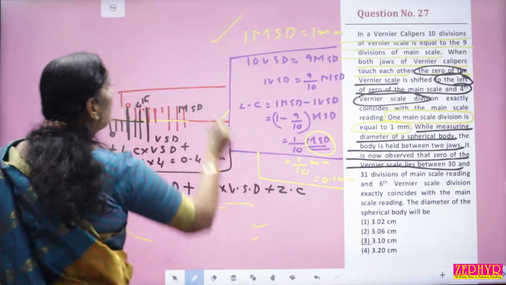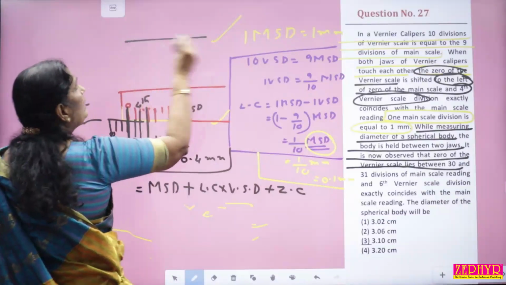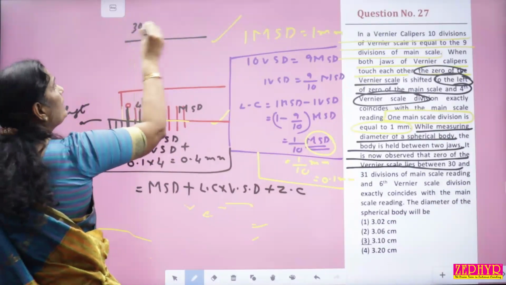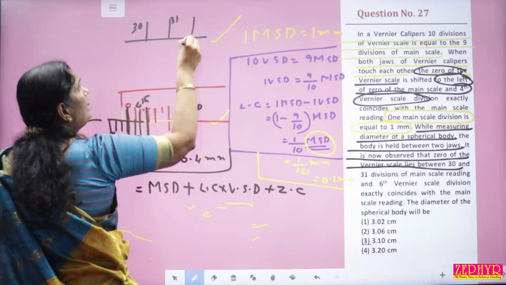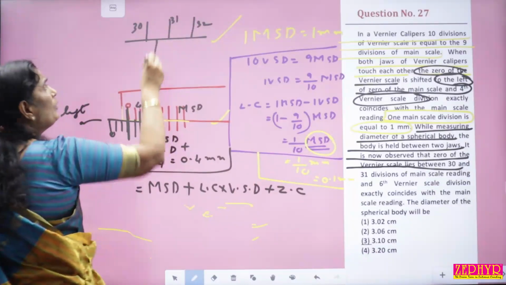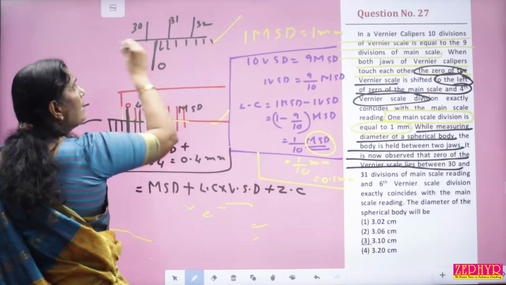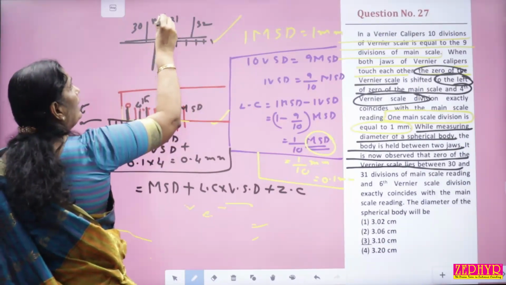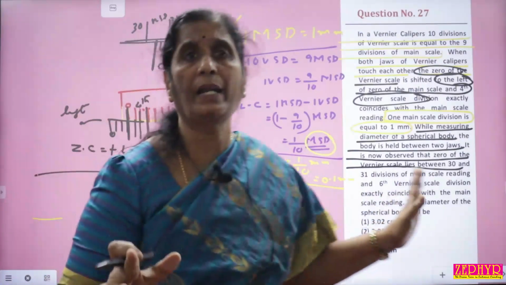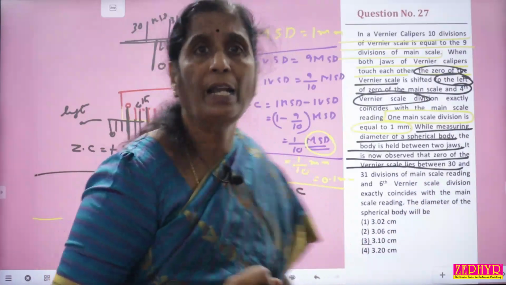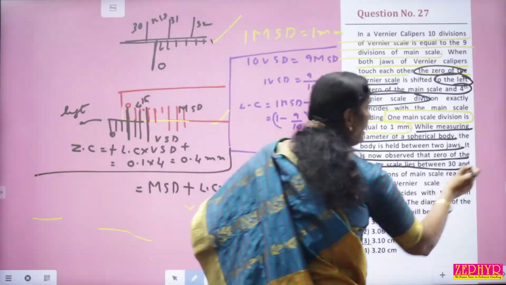So where is the zero of the linear scale? This is the main scale. This is the 30th division. This is the 31st division. This is the 36th division. But where is your linear scale zero? It is in between 30 and 31 of the main scale. So 30 divisions are completed, 31 is not completed. So which one will you take as the main scale division?